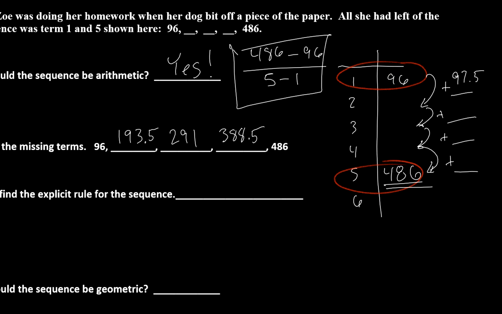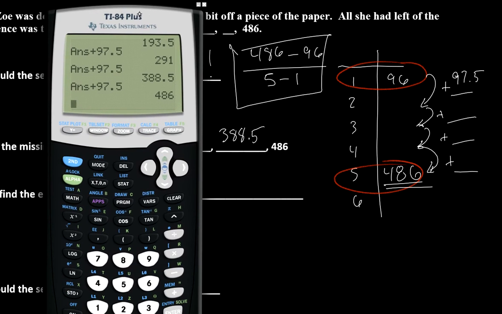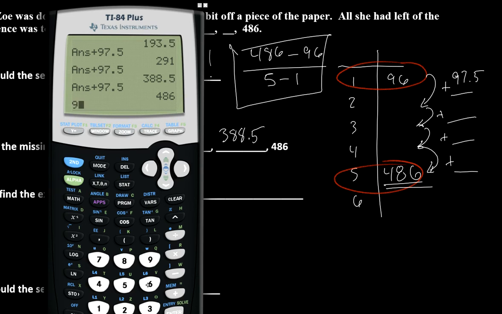So the final question here is, if so, find the explicit rule for the sequence. So could it be arithmetic? And fill in the explicit sequence. So the one thing I'm missing here is my 0th term. I know the first term is 96, and this isn't hard to find, right? I'll subtract from that 97.5, which is interesting. It's negative 1.5.